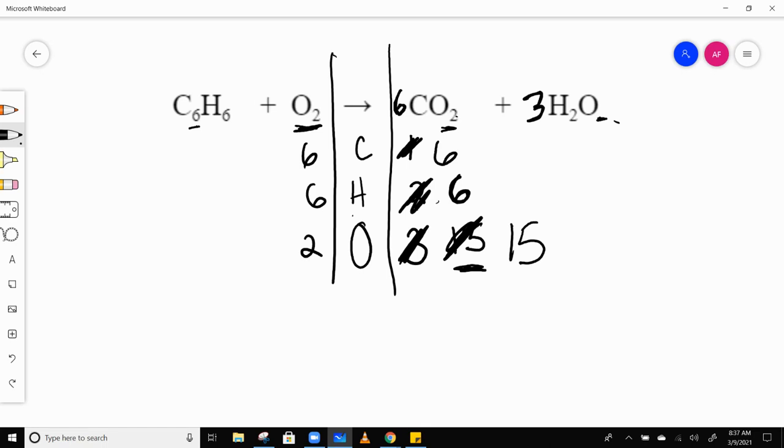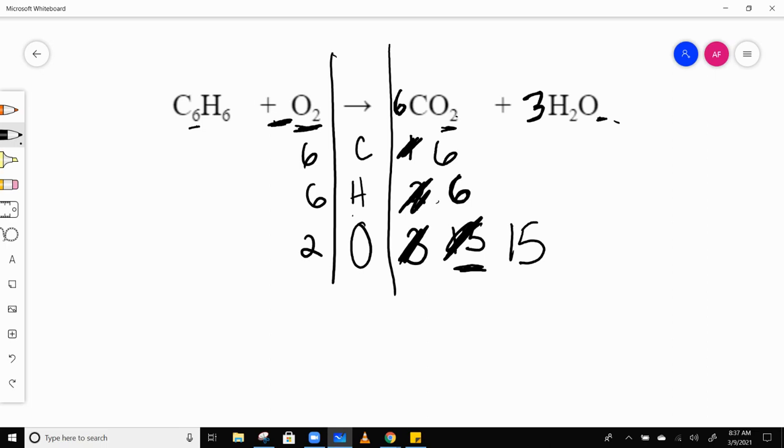Oh, so now again, there's no whole number I can put here to make this O2 have 15. Okay, so as soon as I see that, the way I do it is I just multiply everything by 2.